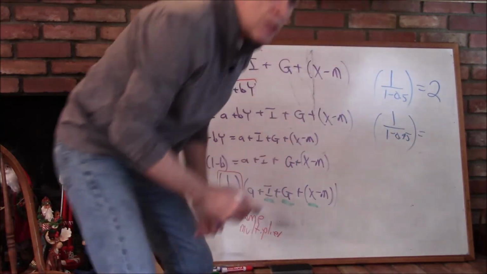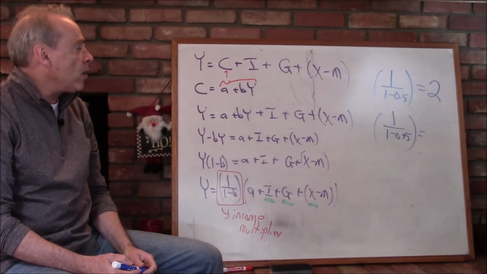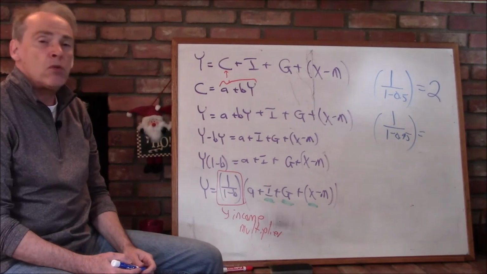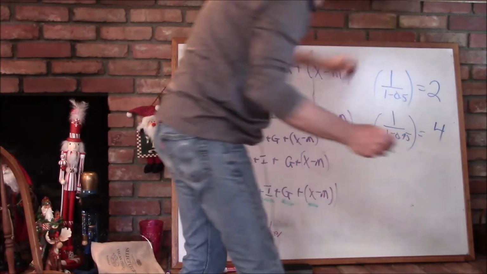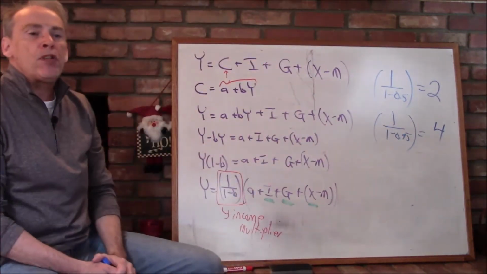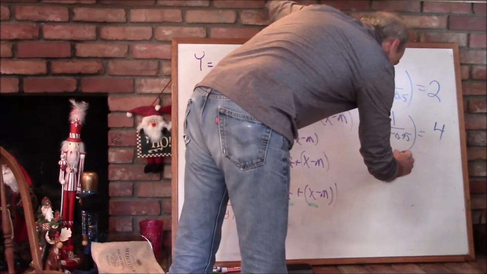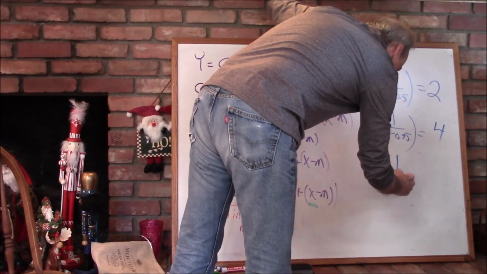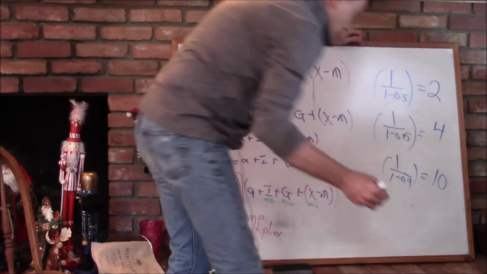What if people tended to spend 75% of their income? Well, now we've got 1 over 1 minus 0.75, which is 1 over 0.25, which is 4. Aha! The more people spend, the bigger the multiplier gets. Let's do 0.8. Let's do 0.9. What the heck? Now we've got a multiplier of 10.